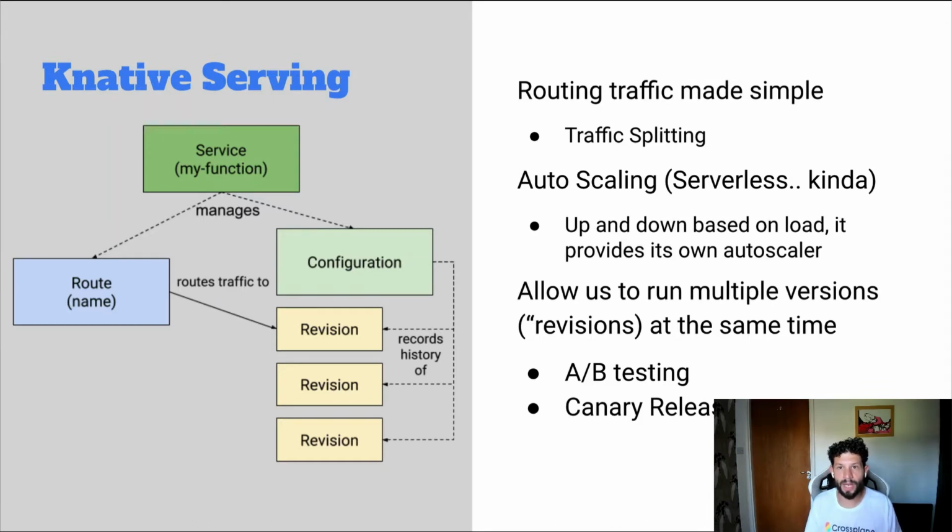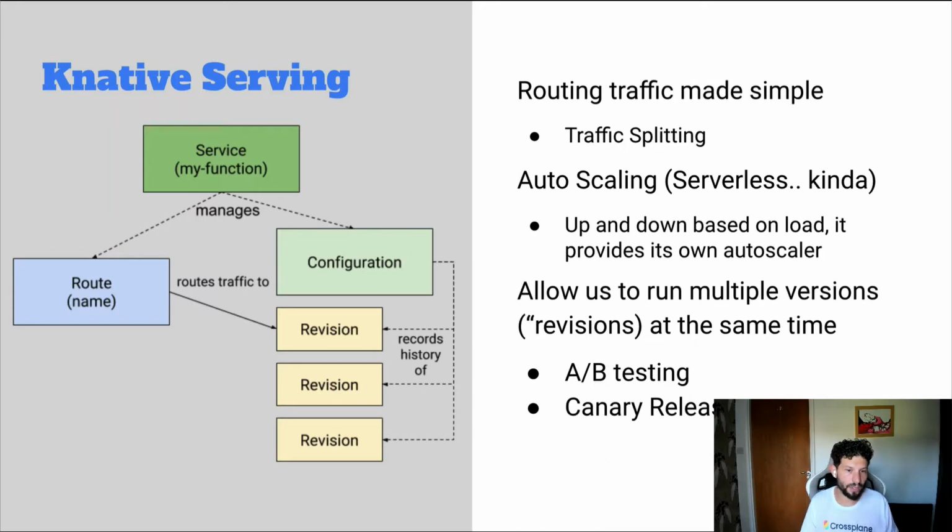So we have advanced routing for traffic. It's made pretty simple because Knative also installs a networking layer that allows you to configure, by configuration, how to route traffic to different versions of your services. It also includes the auto-scaling part of it. This is what is usually associated with serverless.